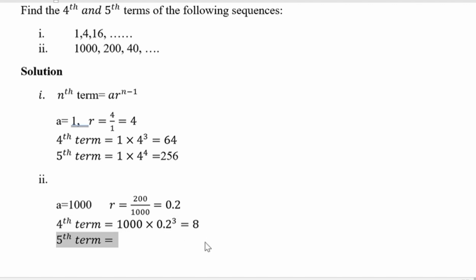The 5th term will equally be calculated by using the same formula. So our A is 1000 still, times our common ratio 0.2 raised to power 4, because we are looking for the 5th term, so the power will be 5 minus 1. That means raised to power 4. And if you do that, you get the answer 1.6.